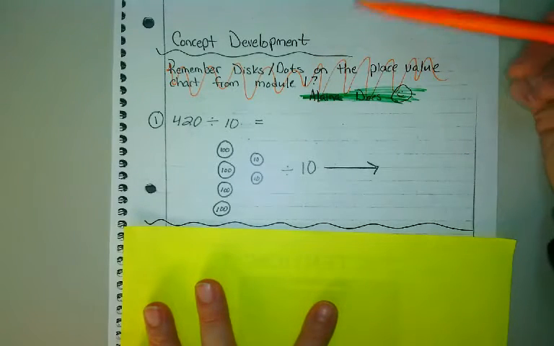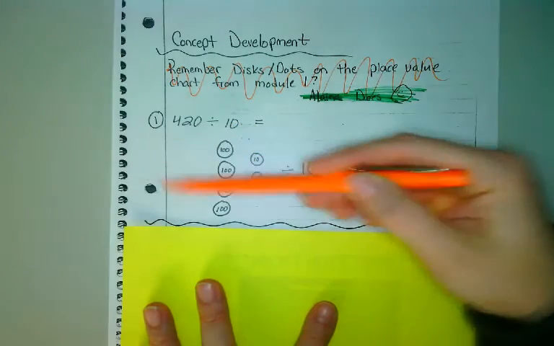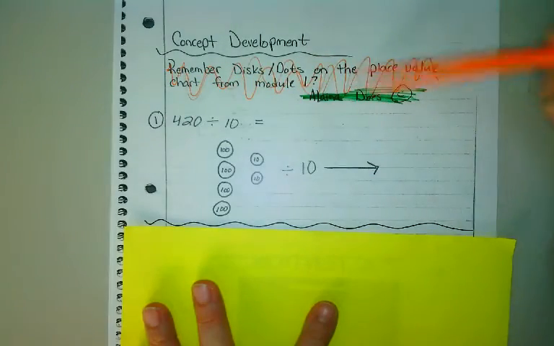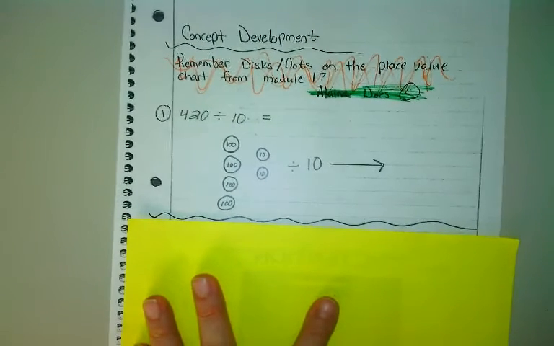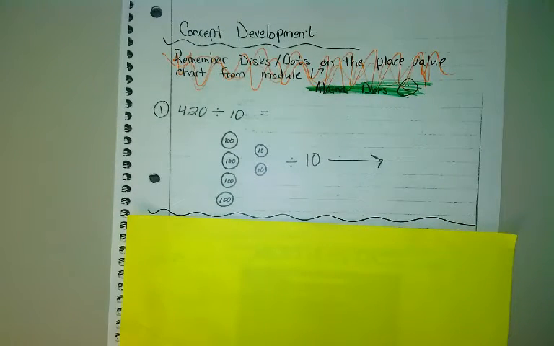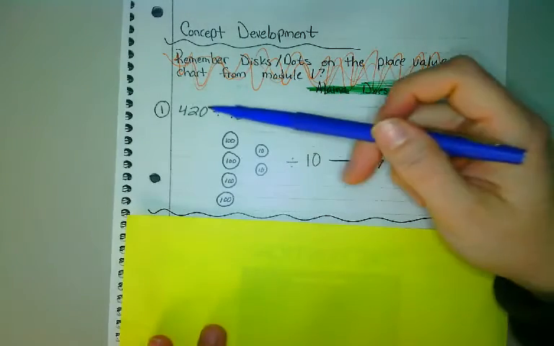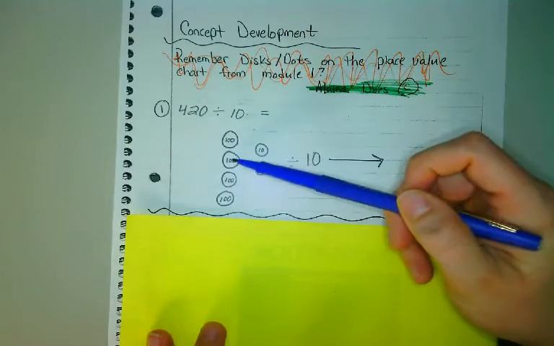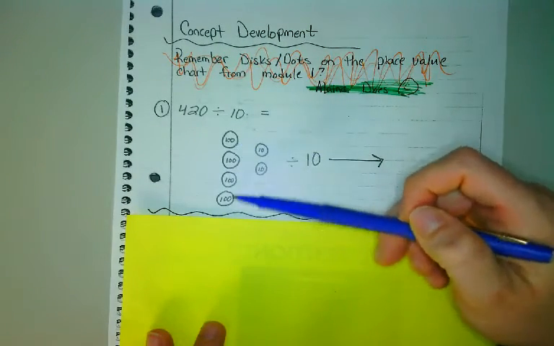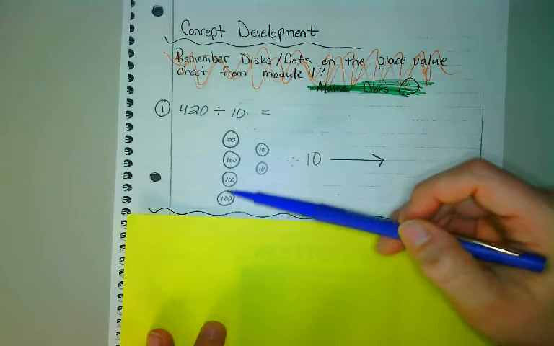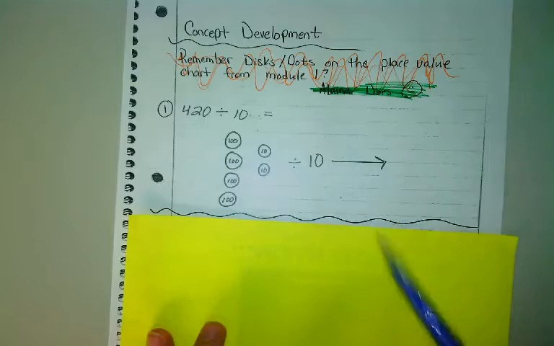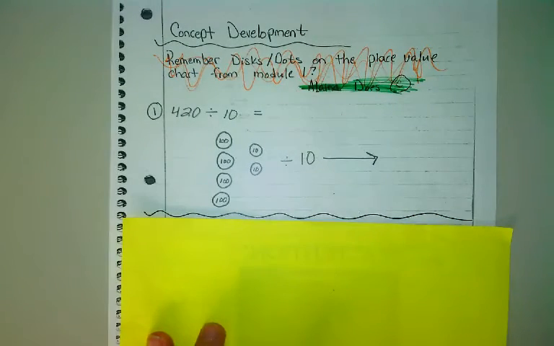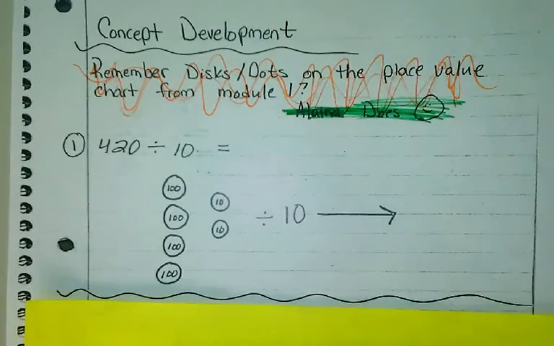If you guys can go ahead and write down concept development for me and what I have right here. What I have in orange in this green, you guys can scribble that off. I've kept these math notes from last year and some stuff pertains to last year's students, so don't worry about writing that down. But I would like you to write down concept development, 420 divided by 10. And then I have 1, 2, 3, 4. These things are called discs of 100. And then 2 discs of 10 divided by 10 with an arrow sign. So go ahead and write that down for me. If you need to pause the video, feel free to do that.